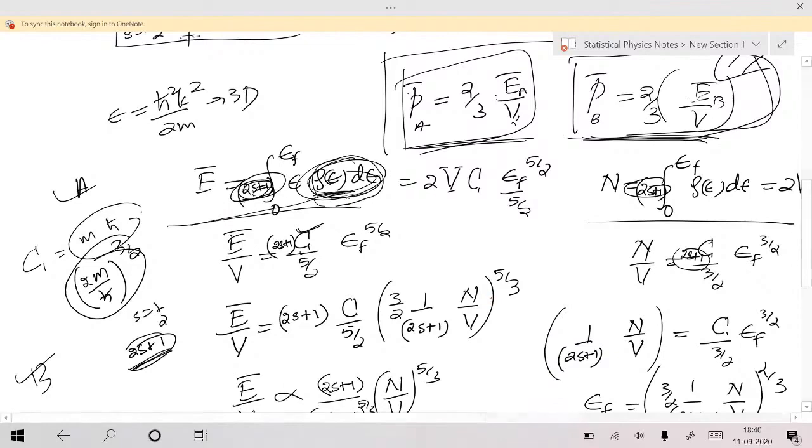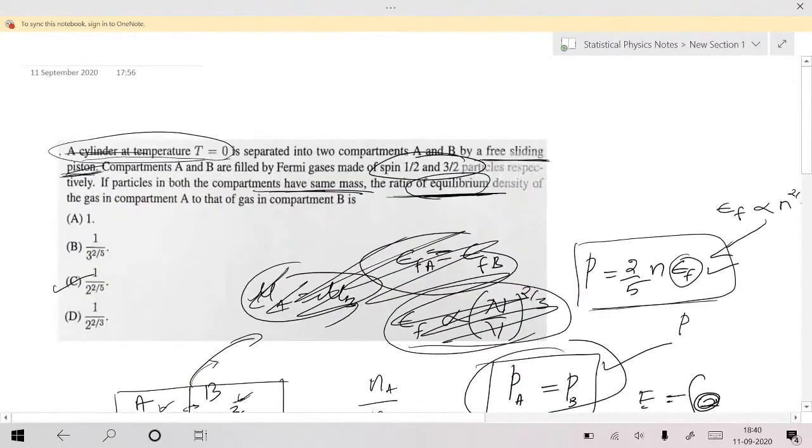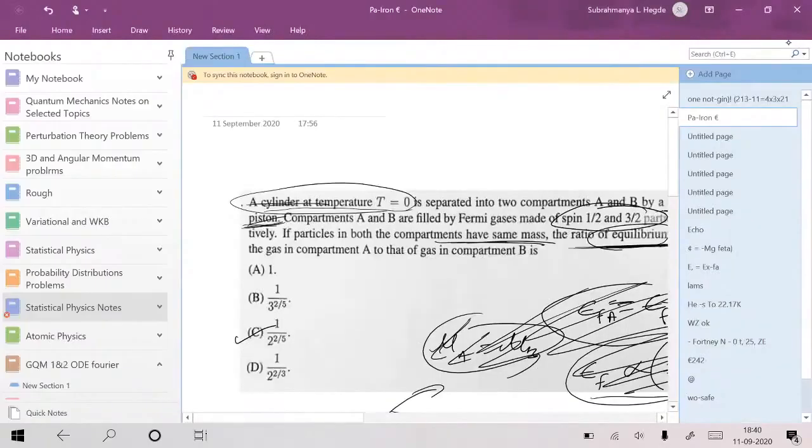So again, look at here, a kind of thermodynamic idea which is fused with a statistical physics idea. Thermodynamic idea means the equilibrium condition is that pressures are equal. Again, that is what we call thermodynamic equilibrium, mechanical equilibrium. That is fused with some quantum statistics idea. That's a very nicely designed question. Try to solve it fully.